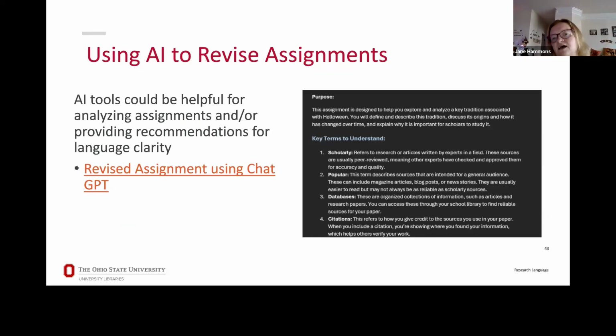So you can see that it put a separate section in the assignment of key terms to understand and highlighted each of those terms, going through and outlining what those were. And I thought it did a pretty good job of describing what those terms were. So that could be really helpful, an interesting and fun way to use an AI tool to help you give more clarification for students on what those key terms in assignments mean.